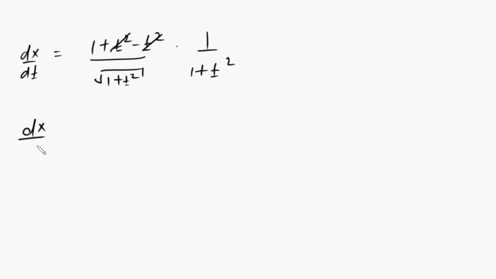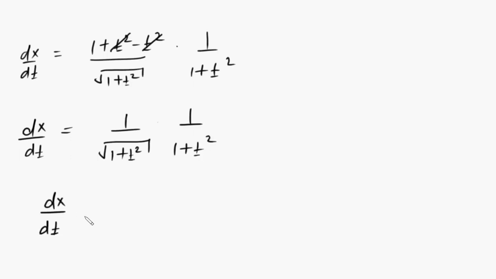So my dx dt now is just going to be equal to 1 over the square root of 1 plus t squared times 1 over 1 plus t squared. So my dx dt now is just going to be equal to 1 over the square root of 1 plus t squared power 3. This is my dx dt.